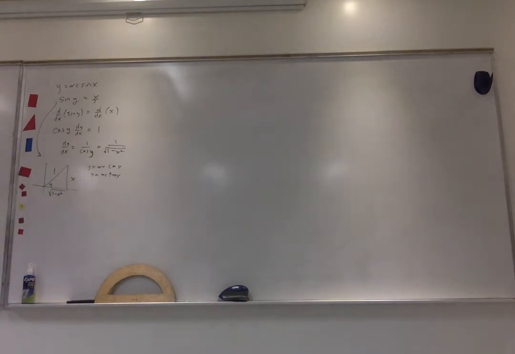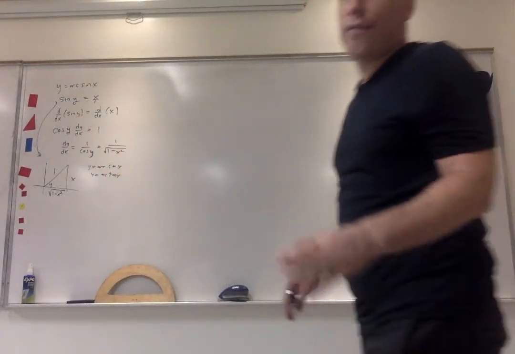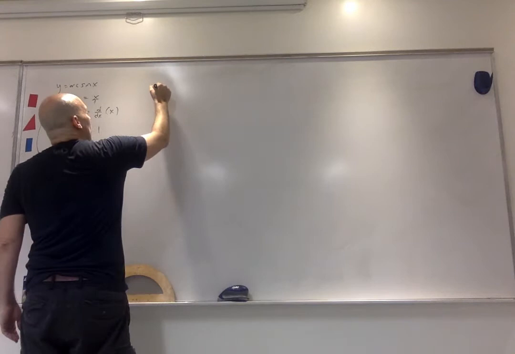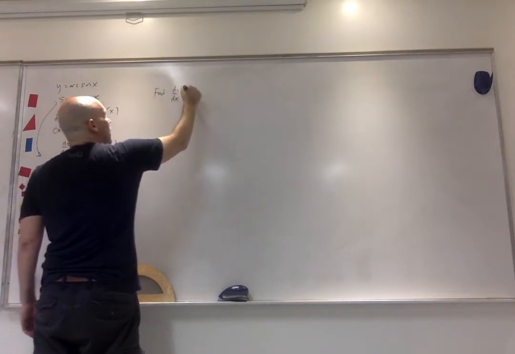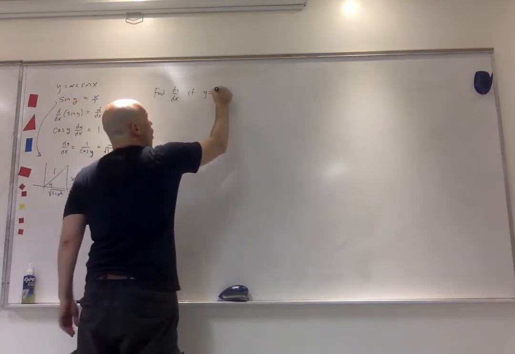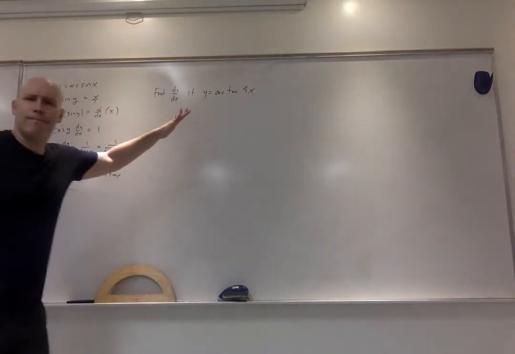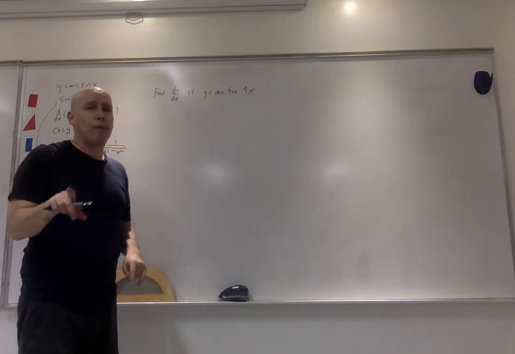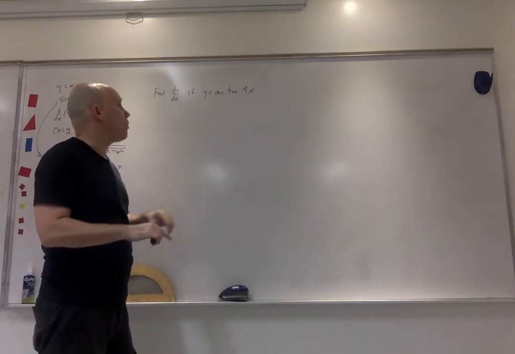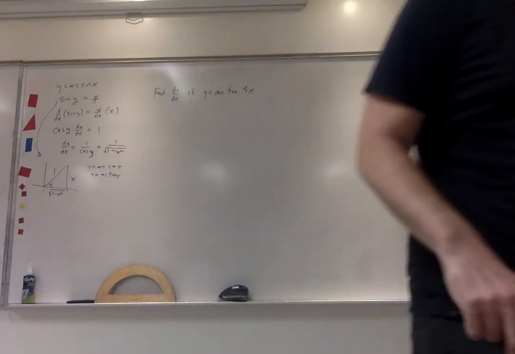The problem is, it's not a problem per se. They'll give you something like this. They'll say, find dy dx if y equals arc tan of 4x. So, yes, you can go to the formula book, but I don't want you to go to the formula book. I want you to figure this one out on your own.